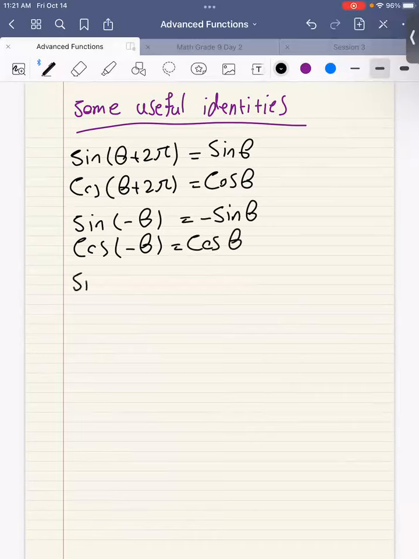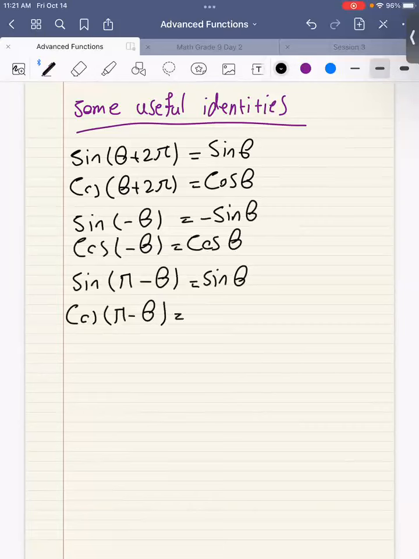And then if you have pi minus theta, sine of pi minus theta is equal to sine of theta, but cosine of pi minus theta is equal to minus cosine of theta. So I want you to convince yourself that the last two identities are true. If you cannot convince yourself, come and talk with me, okay? I will show you why these are correct.